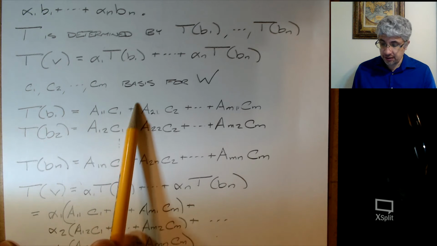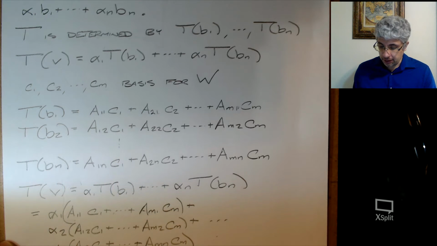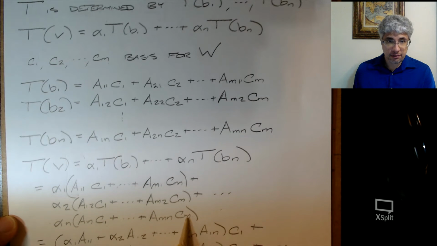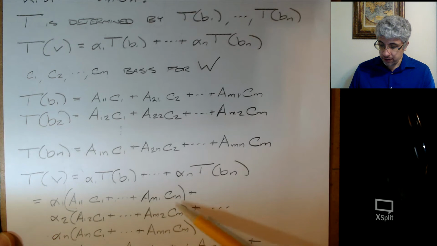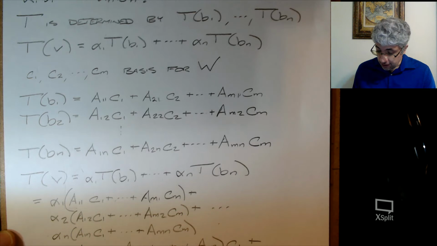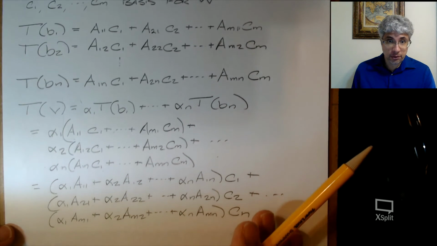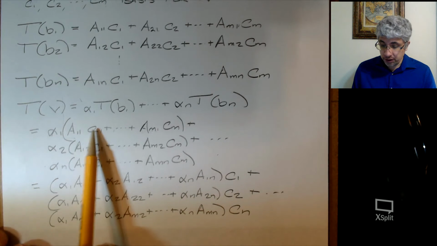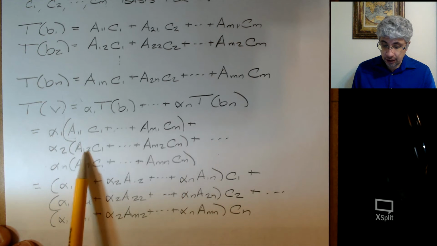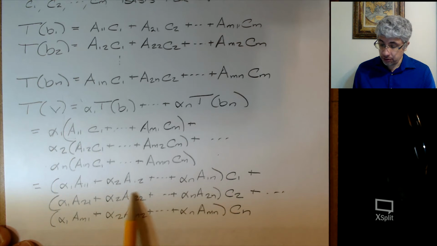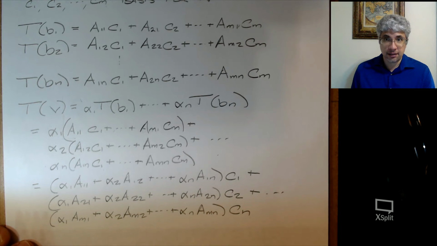I know what T of B1 is. It's this. I put that here and this and so on. So I get this for T of V. But notice that I have all of these C1s here and all of these Cms here. So let's try to regroup so that I don't have C1 appear all these different times, so I only have C1 appear once. If I regroup, what's the coefficient of C1? Well, alpha 1 A11, plus I'm going to get an alpha 2 A12, and so on and so forth. So I get this times C1, and this times C2, and this times Cm.